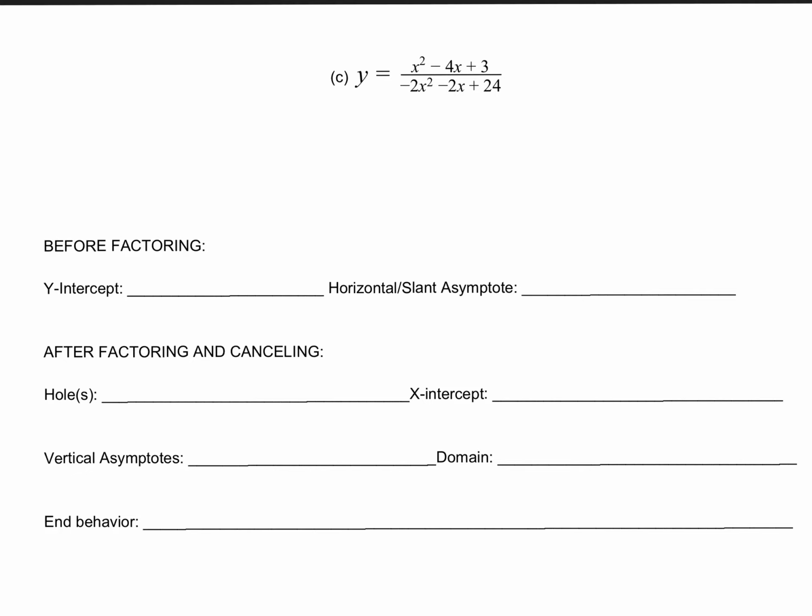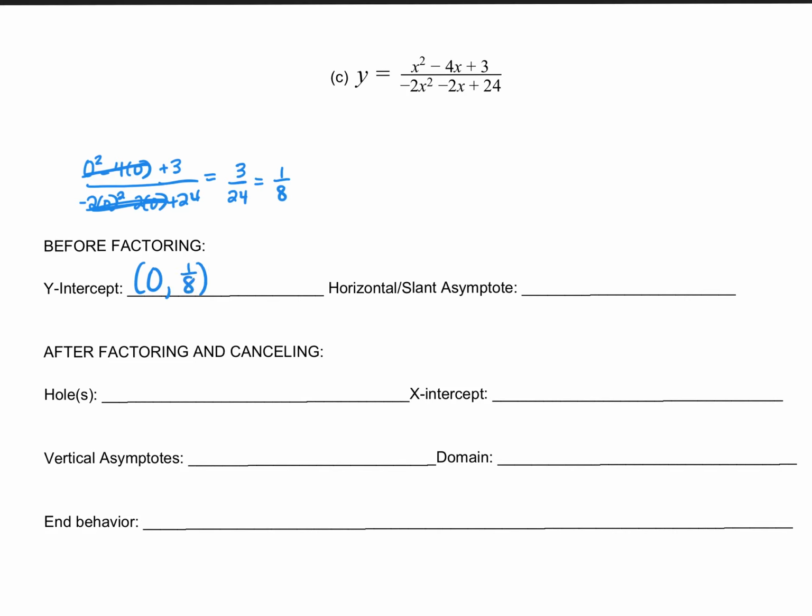So if I plug 0 in for x, I'm going to get 0 squared minus 4 times 0 plus 3 over negative 2 times 0 squared minus 2 times 0 plus 24. Now that's 0 minus 0 is 0, and then 0 minus 0 again is 0. So we end up with 3 over 24, which is just 1/8. So my y-intercept is the point (0, 1/8).